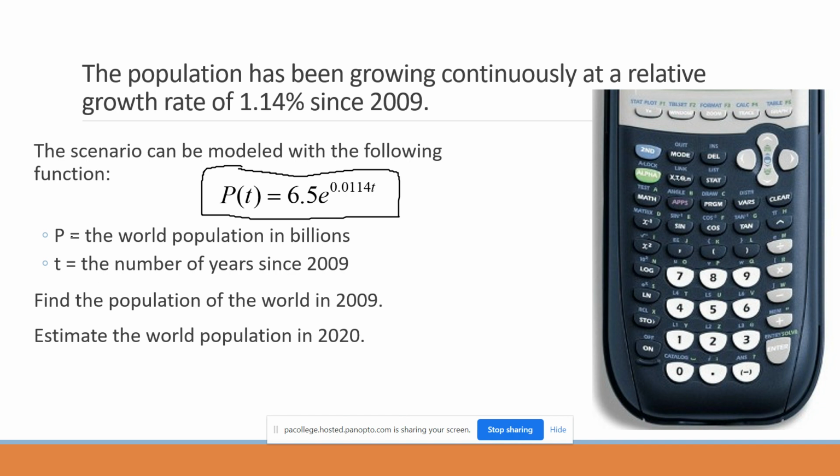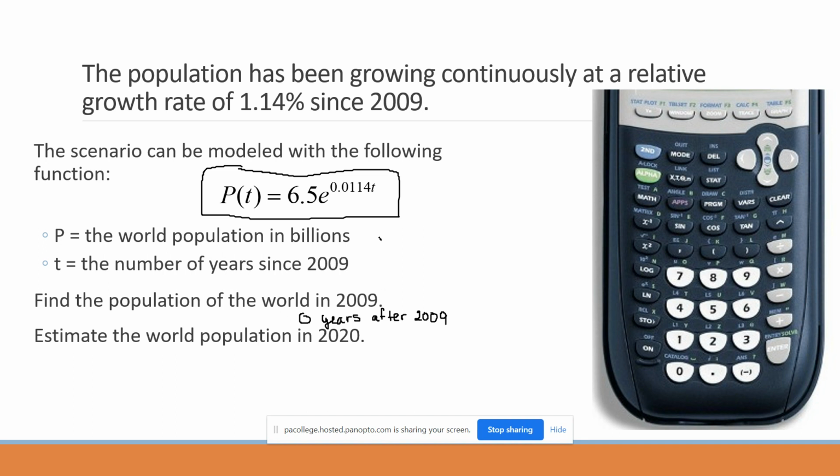We're told P is the world population in billions, and t is the years since 2009. So to find the world population in 2009, the first thing I need to do is figure out how many years since 2009 that is. And that feels like a really weird question, but that would be 0 years later. So 0 years after 2009. So that means that I'm plugging in a 0.